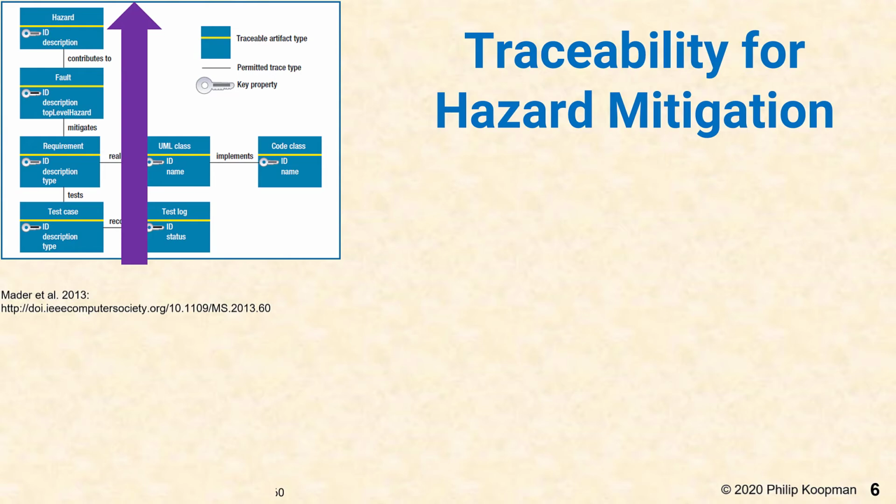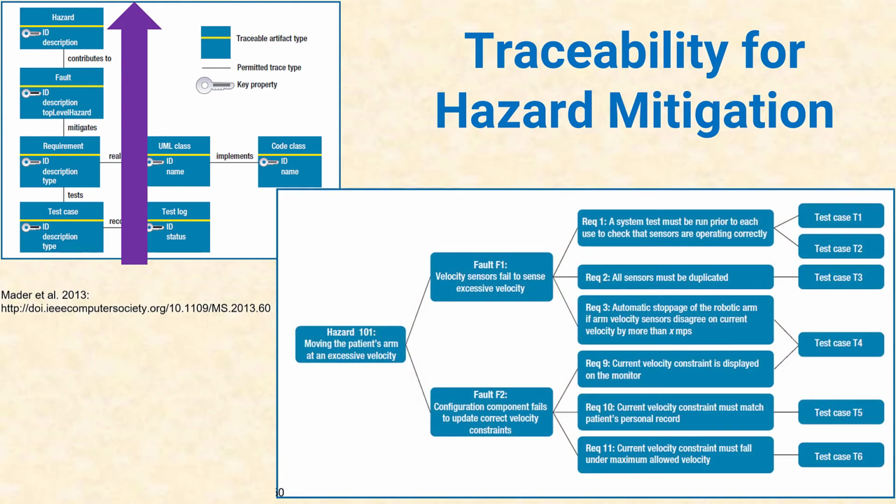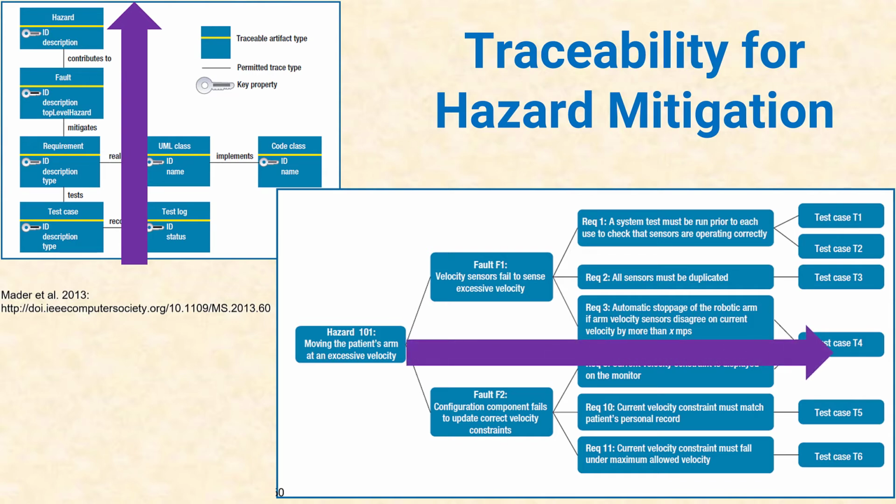Looking at the diagram in the bottom right of this slide, you can see that there's a traceability, in this case in graphical form instead of a spreadsheet, from left to right. Hazard 101 can be caused by either fault 1 or fault 2, and fault 1 has requirements 1, 2, and 3 as safety requirements to deal with that fault. Fault 2 has requirements 9, 10, and 11 as requirements to deal with that fault. And then there are test cases T1 through T6 that contribute to ensuring that various ones of the requirements have been met.